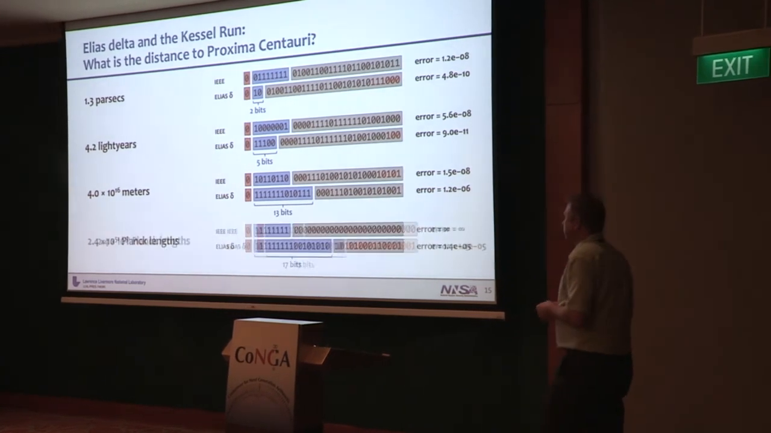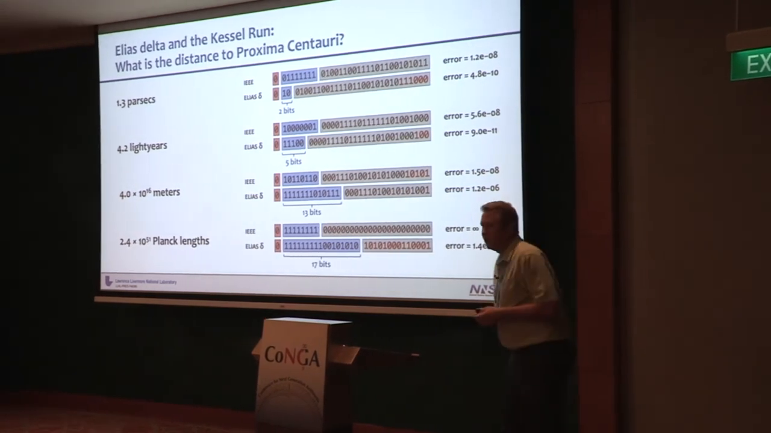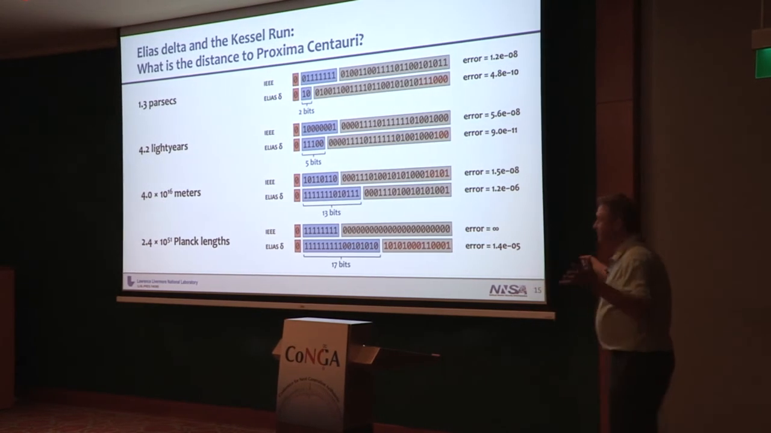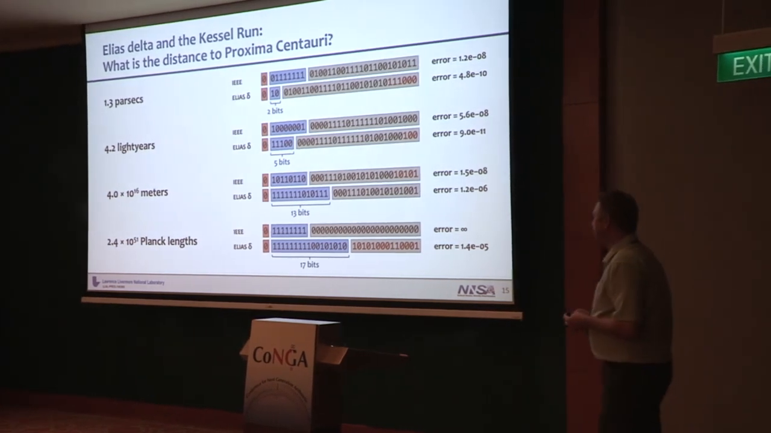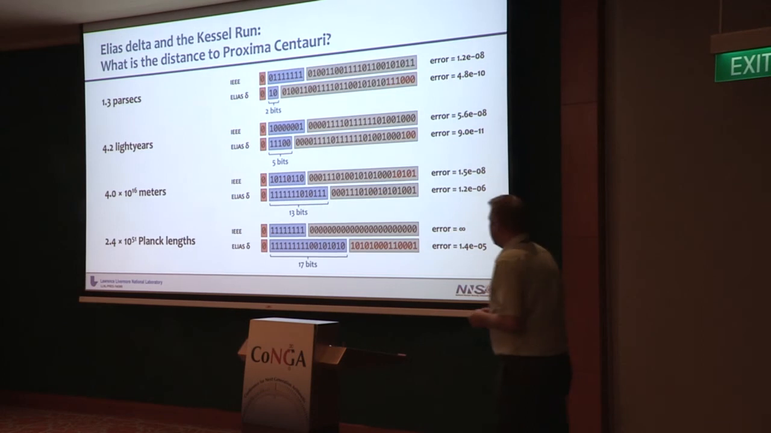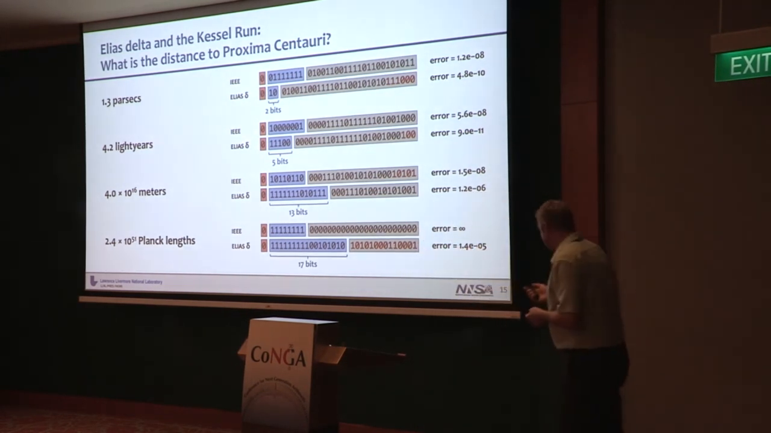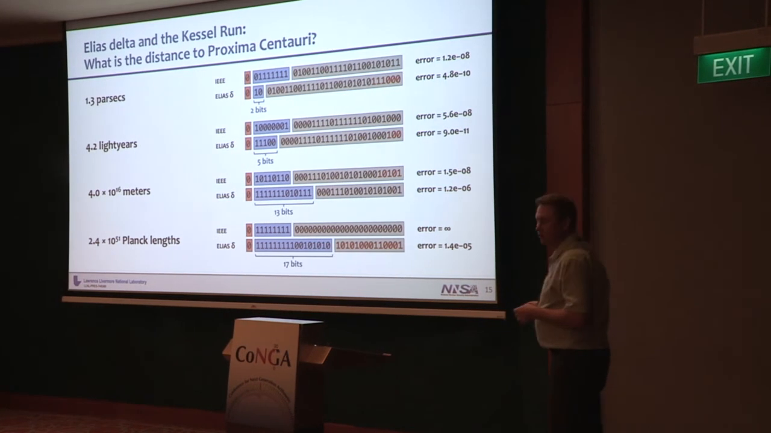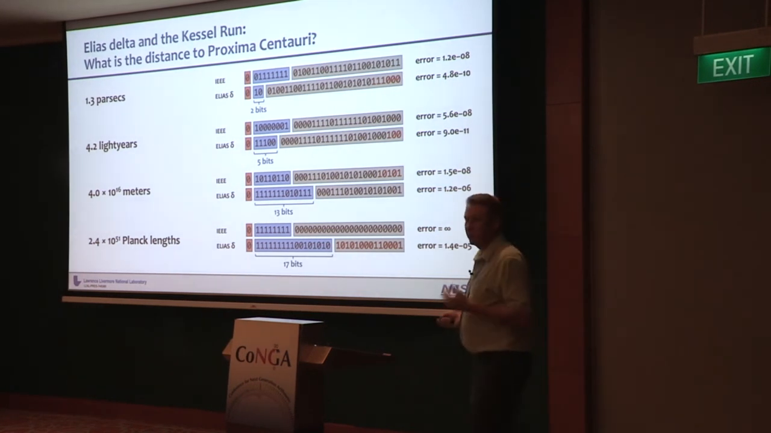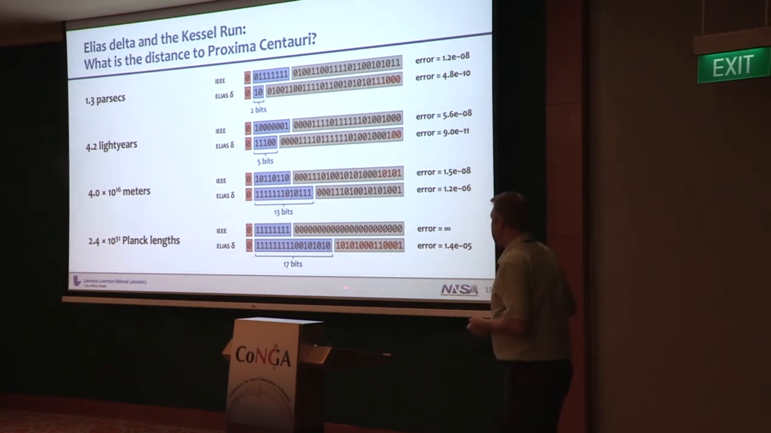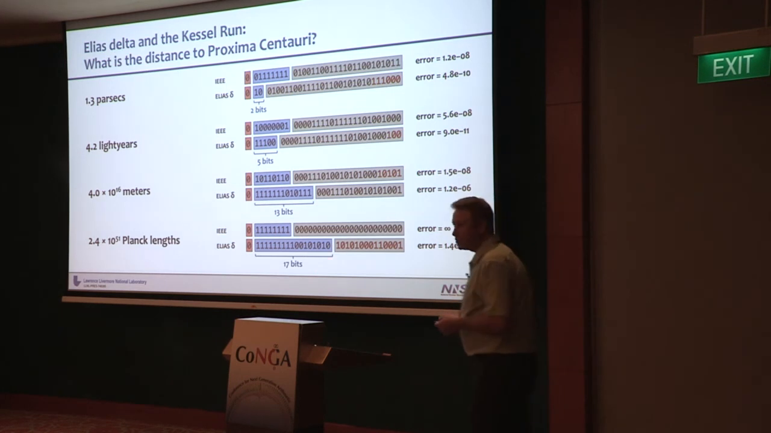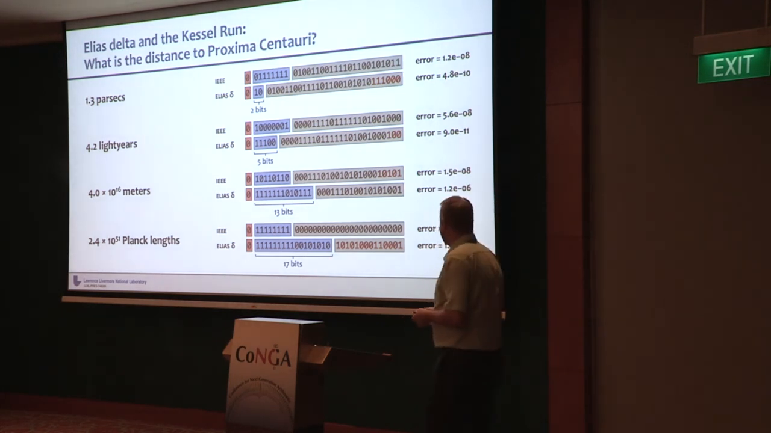And then if you were really perverse, you would measure things in Planck lengths, which is the shortest distance there is, basically. And if you did that using IEEE, you would say that there was an infinite distance to the nearest star, which of course is not true. So you get an infinite error using that, okay? We simply don't have enough dynamic range to represent that. And using Elias Delta, well, we actually have quite a few more bits left to spare.